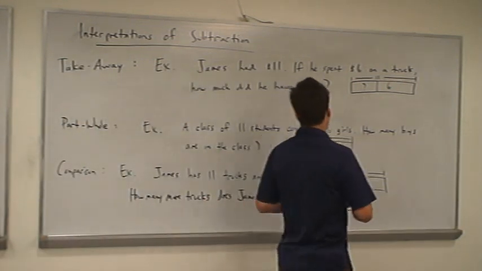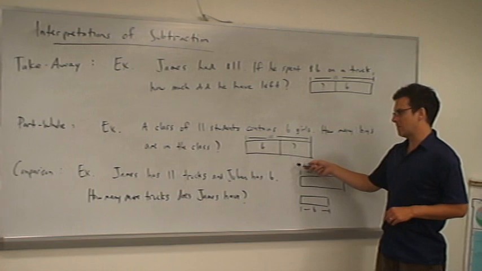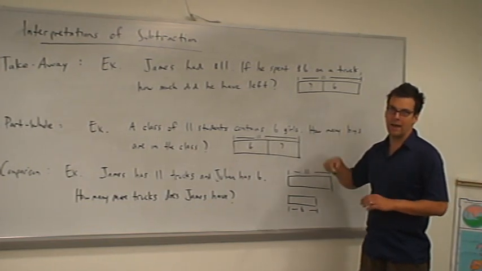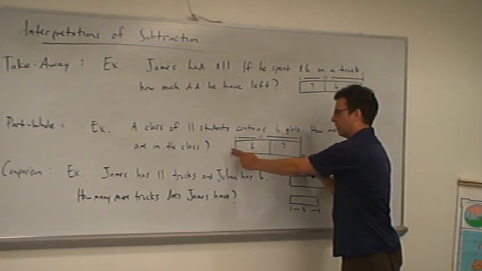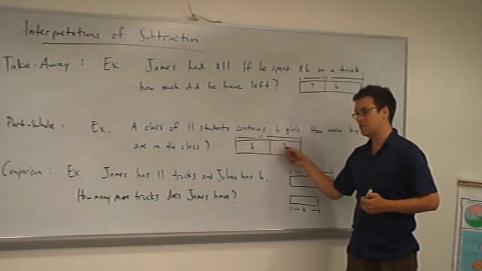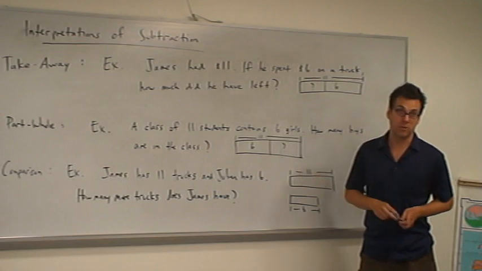Again, if we wanted to illustrate this in a bar diagram, you'll notice that this bar looks almost identical to takeaway. I just included it for completeness. We might have a whole that represents 11, one part of it represents 6, and the missing part is what we would represent with our question mark.